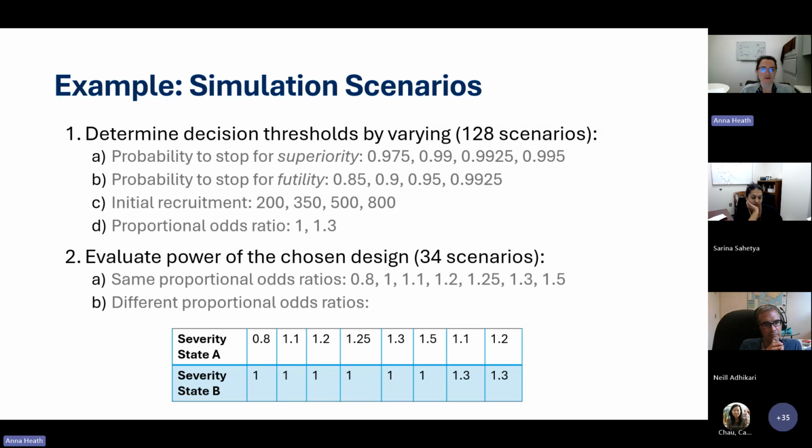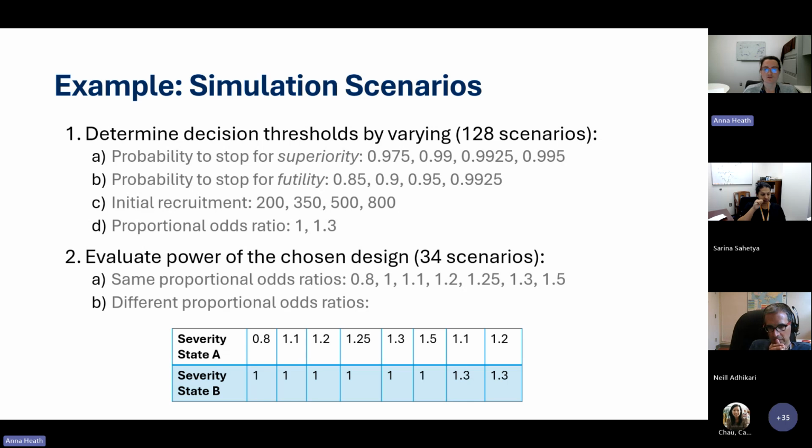In this particular case, we have three key things that were going to vary in our trial. The probability that we stop for superiority. Essentially what we're doing here is calculating the probability of superiority, so the probability that the treatment effect is greater than 1. And then we'll have a threshold that says if that probability is high enough, we'll stop the trial for superiority. In this case, we compared 4 of these high thresholds, 0.975, 0.99, 0.9925, and 0.995.